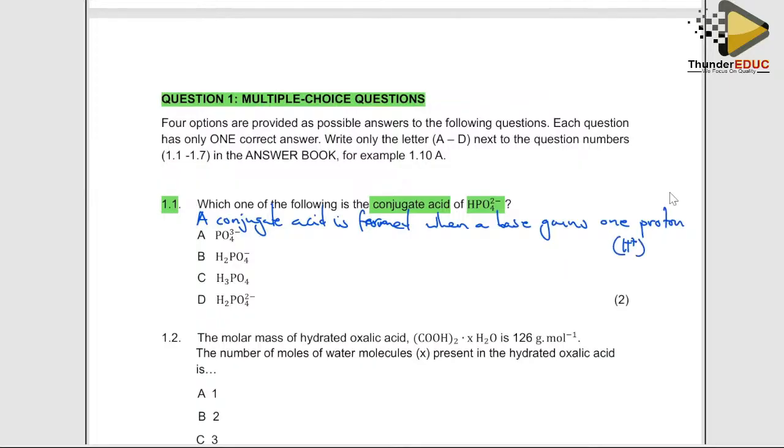So now, in terms of HPO4 2 negative, what is going to happen is that we are going to add a proton. So if we add a proton, we're going to say plus H plus. Therefore, we're going to get an answer of H2PO4 negative, right? So this now becomes the conjugate acid. In terms of these answers, our correct answer is going to be option B.